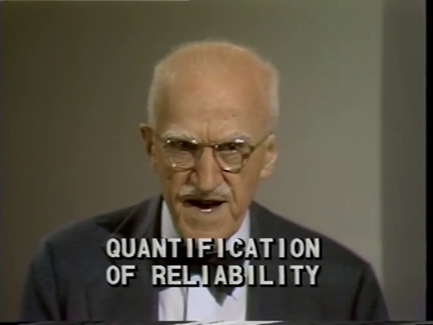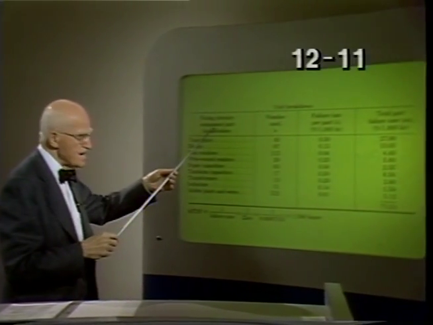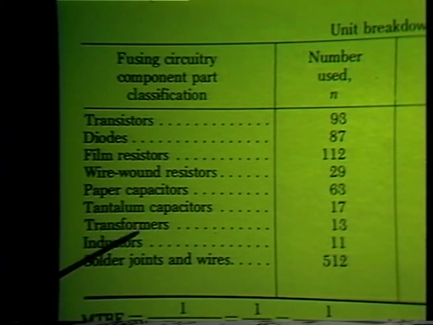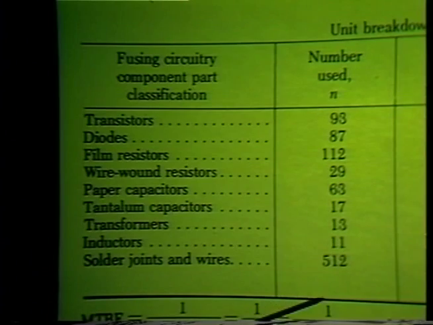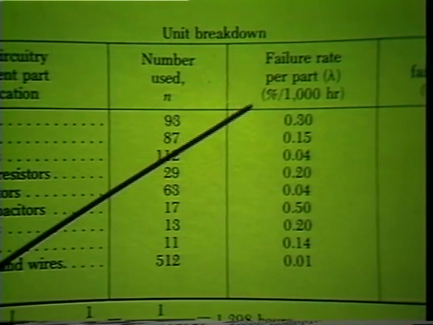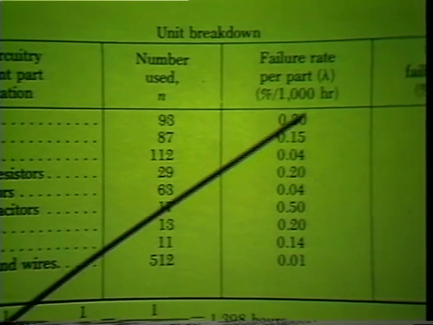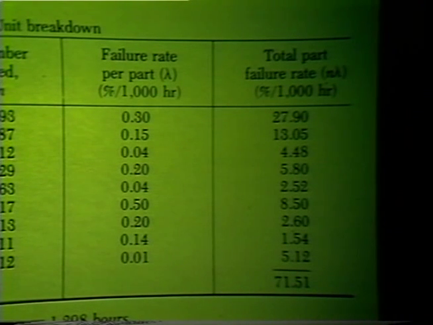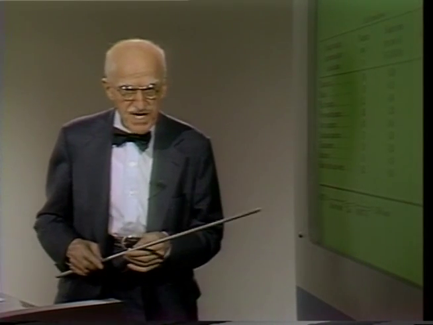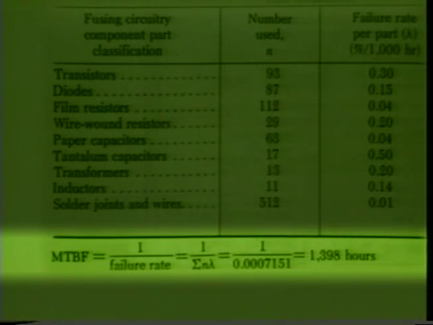Much can be done to quantify the reliability of designs. Here's an example. The left-hand column lists the various kinds of components used in an electronic circuit. The number of each can be counted from the circuit diagram. The failure rates are estimated from prior data on laboratory tests and field performance. The totals are computed using conventional formulas for reliability. In this case, the mean time between failures works out to 1,398 hours.